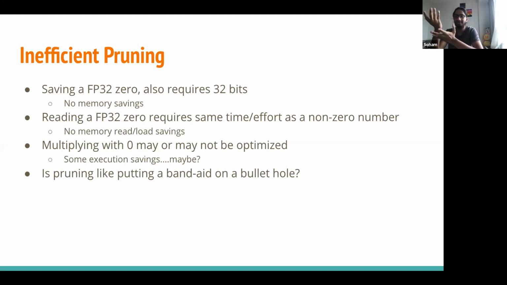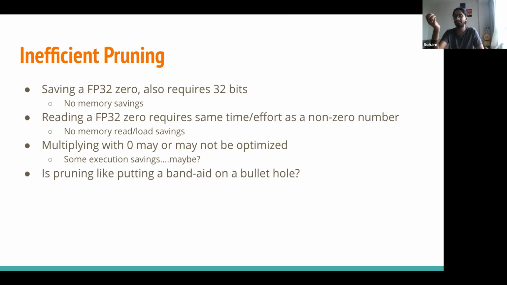And reading a 0 takes the same amount of time and effort as reading any other floating point 32-bit number. So there's actually no savings in reading or loading your weights. And finally, is multiplying with 0 actually faster than multiplying with other values? Maybe, but only if the hardware is optimized for it. A lot of times hardware is actually not optimized for multiplying with 0.